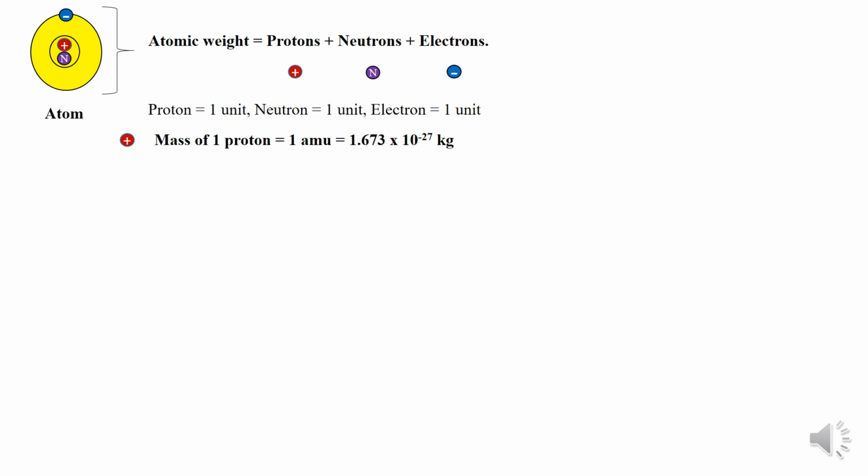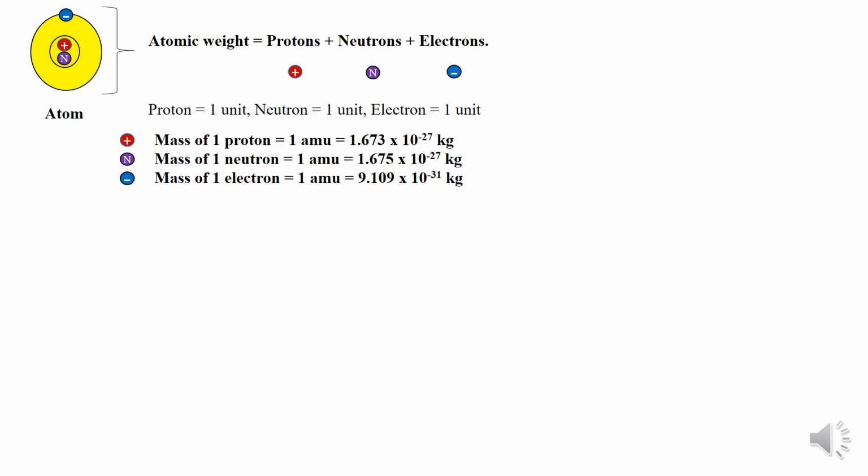So mass of 1 proton will be 1 atomic mass unit, that is 1.673 into 10 to the power of minus 27 kilograms. Mass of 1 neutron is again 1 atomic mass unit, 1.675 into 10 to the power of minus 27 kilograms. So when you compare and contrast the mass of proton to that of neutron, you find that the mass of neutron is slightly more than that of proton. And the mass of electron is 9.109 into 10 to the power of minus 31 kilograms.